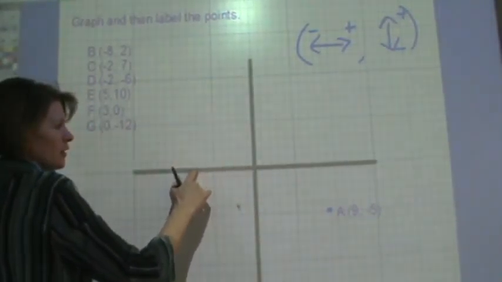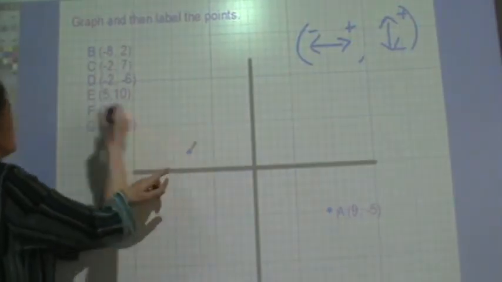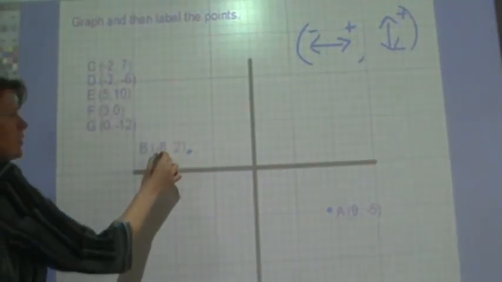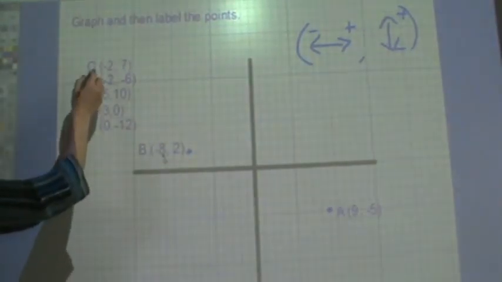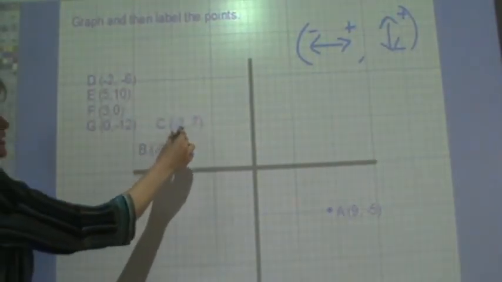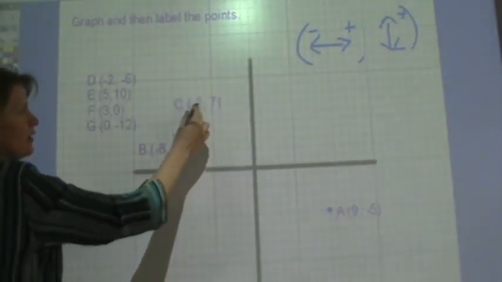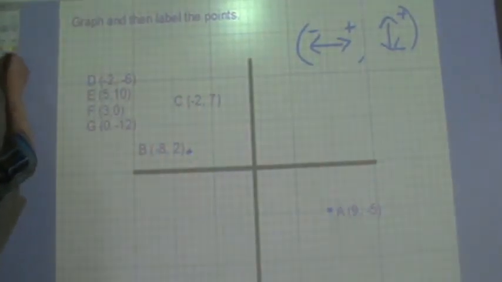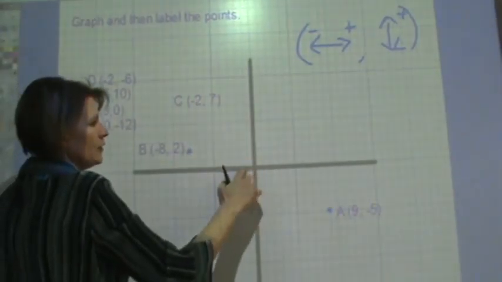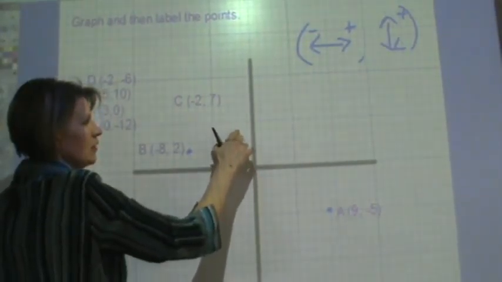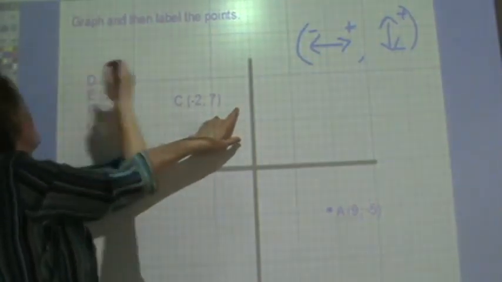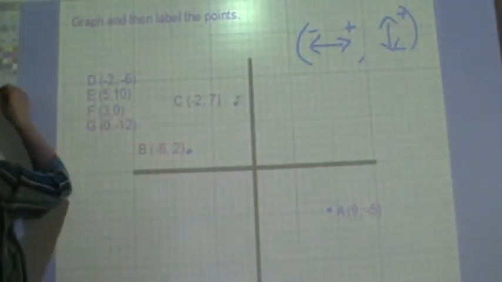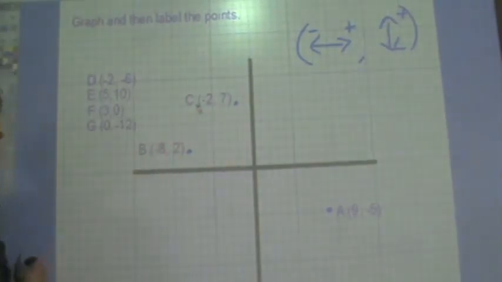Oops, let's hold that. Okay. So I went left 8 and up 2, and that would be my point. All right, negative 2, 7 is going to be left and up as well, about right there. Let's get an actual point. I'm going to go left 2 and up 7. Ugh, sorry, did it again. Okay, so that's going to be point C.